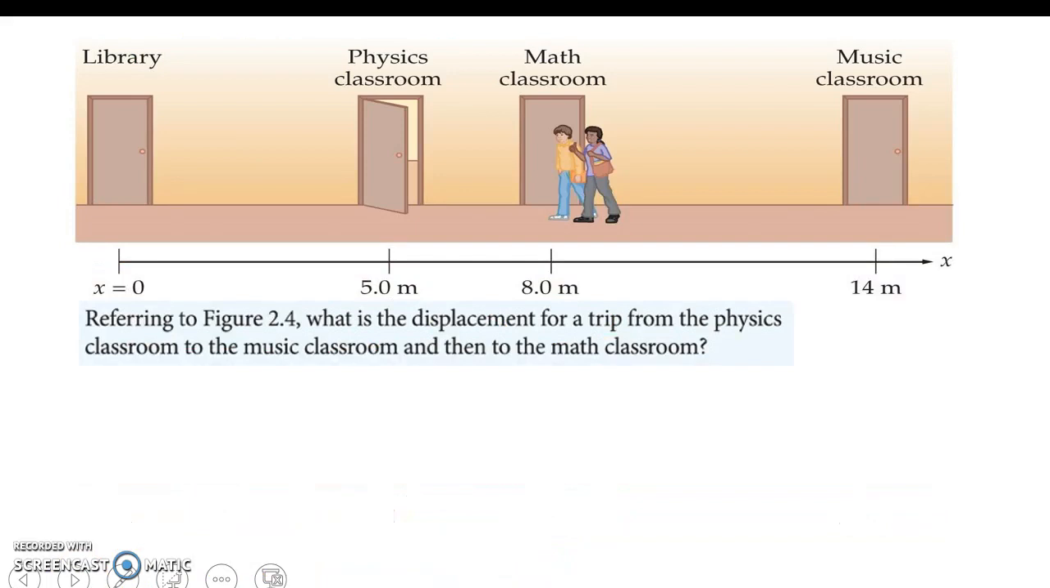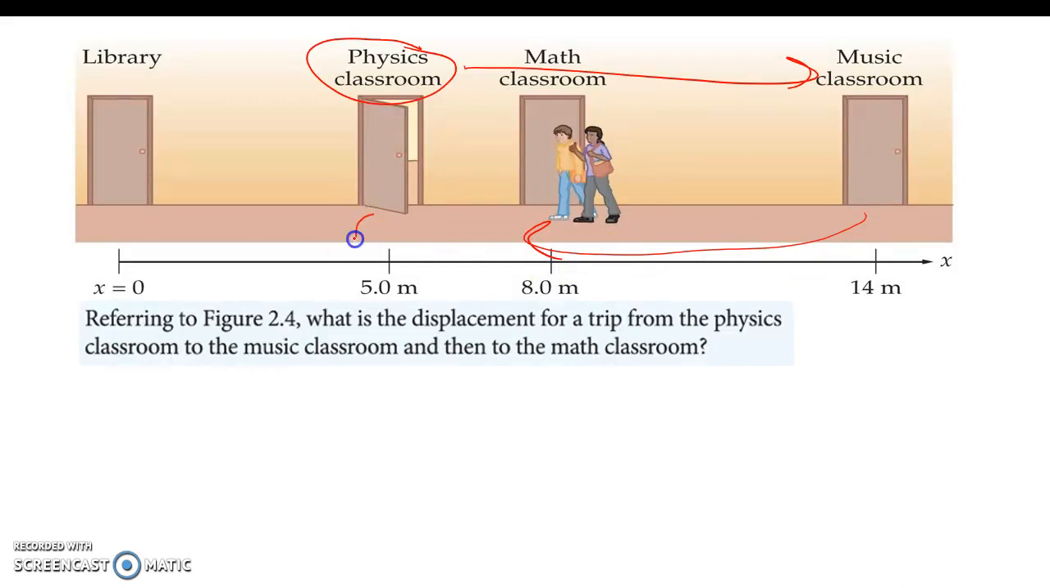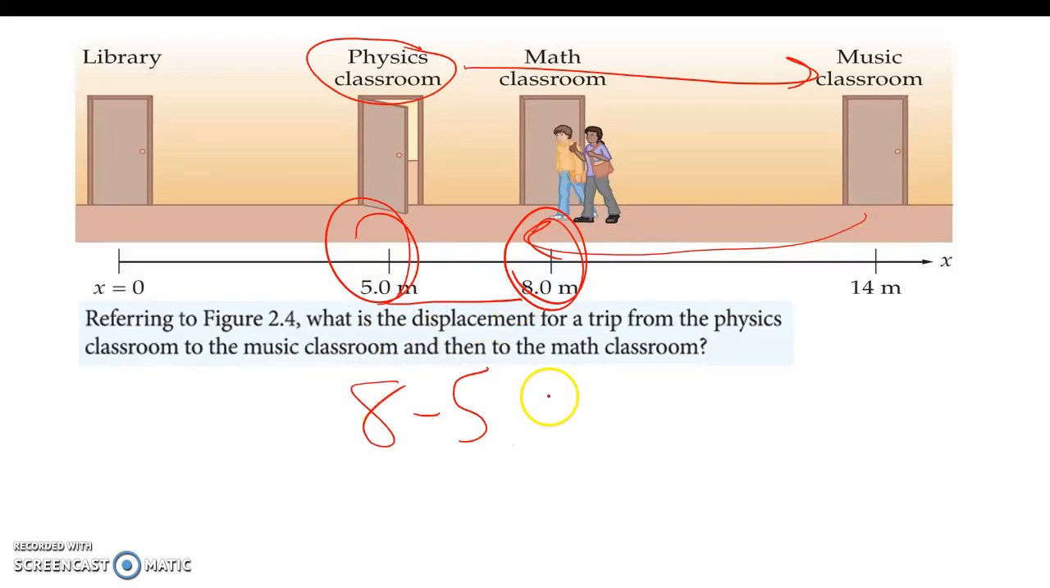So, what is the displacement for a trip from the physics classroom to the music classroom and then to the math classroom? So you're walking your buddy to class, right? We want to know displacement. So we start here and we finish here. So we're going from 5 to 8. All right. So we take final minus initial, and that gives us 3 meters. So our displacement's 3 meters, and since we're going right, it's positive 3.